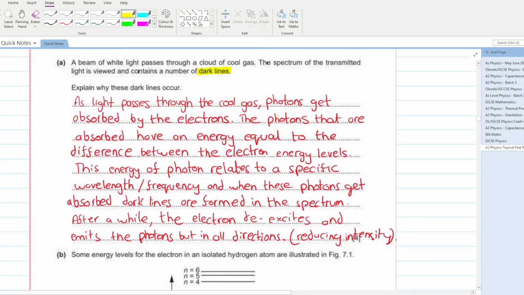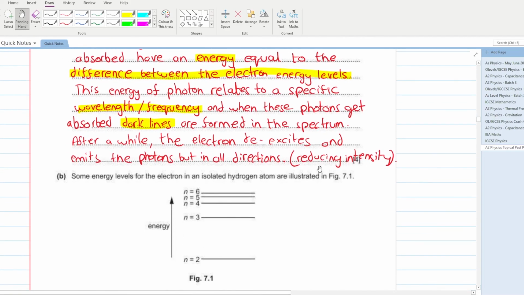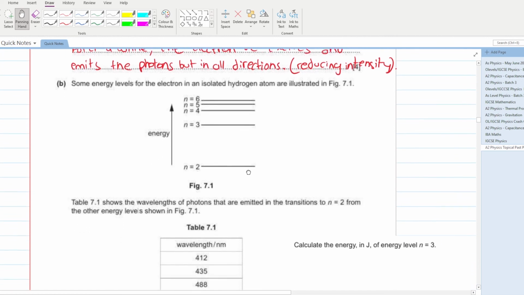As light passes through the cool gas, or you can say cold gas, photons get absorbed by the electron. And these photons have an energy equal to what? The energy difference between the electron energy levels. And this photon's energy equals a specific wavelength or frequency. Hence, the specific frequency or wavelength of photons that get absorbed gives a dark line on the spectrum. After some while, the electrons get de-excited and they emit the photon in all directions with a reduced intensity.